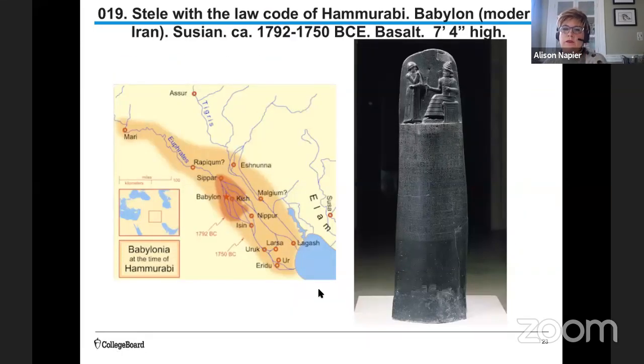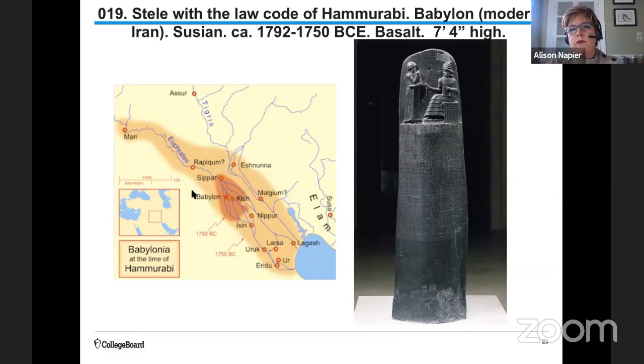Here we see the Stele of the Law Code of Hammurabi. This is a Babylonian work. So Hammurabi of the state of Babylon really comes a little bit later as a culture, and there's a lot of turnover in this region culturally as far as who's in charge and who's running things.